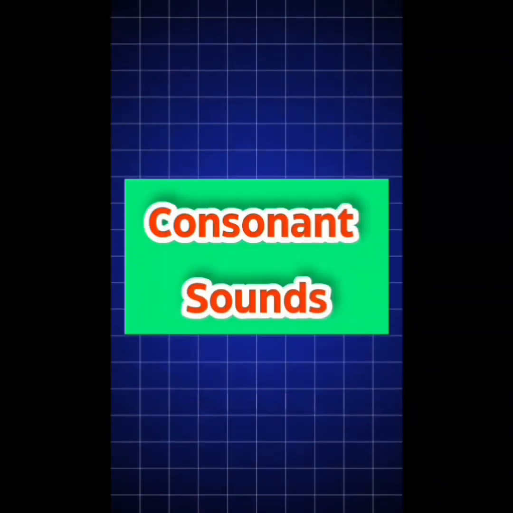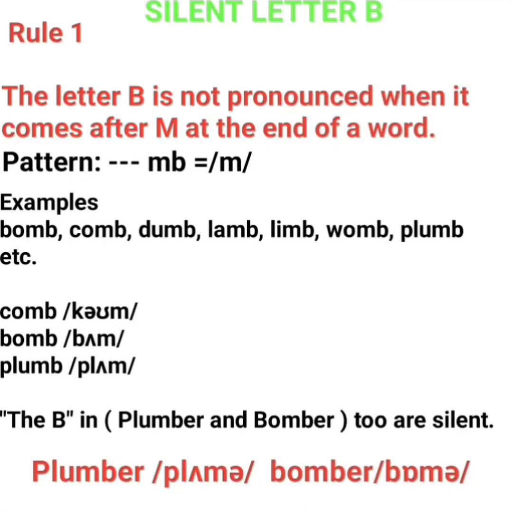Silent B rule. As we have known, whenever we see the letter B, in most cases it is pronounced, but there are some instances in which B is silent. So this is the rule guiding a silent B. The letter B is not pronounced when it comes after M at the end of a word. And this is the pattern. We have M followed by letter B. So that B will be silent.